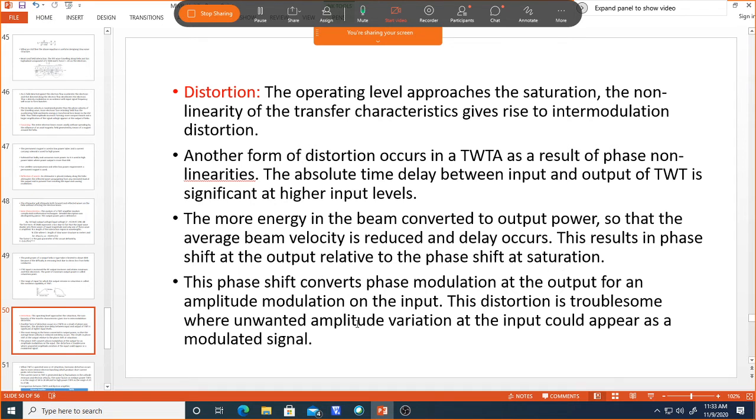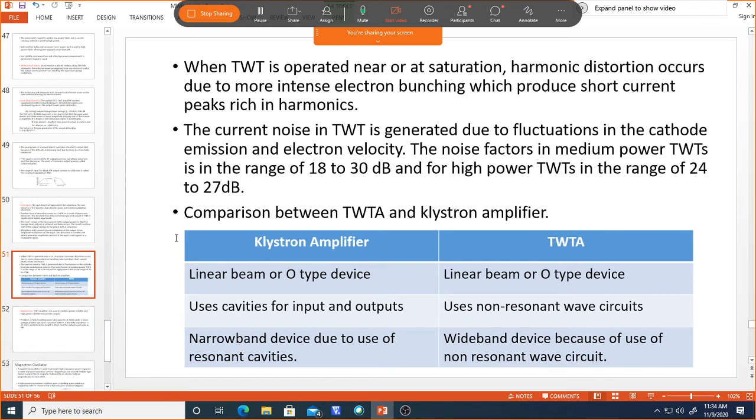This phase shift converts amplitude modulation at the input into phase modulation at the output. So whenever you have amplitude modulation at the input, the phase shift converts it into phase modulation at the output. This distortion will obviously give trouble, because unwanted amplitude variation at the input will appear as a modulated signal at the output.